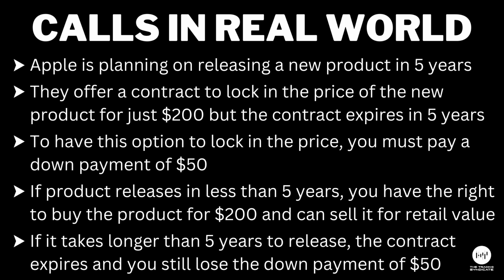Now, say you purchase this option contract with Apple, and 4 years down the line, they release the new product and it is selling for a price of $1,000. Well, you still have the right to buy this new product for $200, so you exercise this right and receive the new product for only $200, where you can either keep the product or you can resell it for the going price of $1,000 and keep the difference as profit.